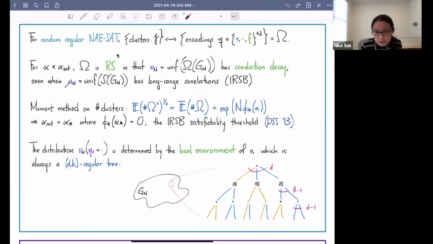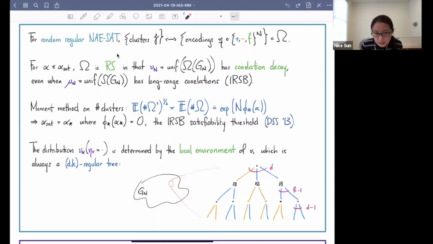And the local environment of the tree, of the variable, it's just a regular tree. So if you look at any variable in the graph, it sees sort of the same environment around it, which is this tree, which is degree D at the first level, and then degree K at the next level, then degree D at the next level, and so on.